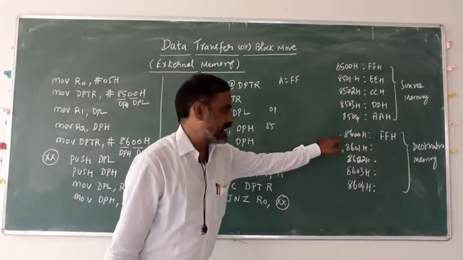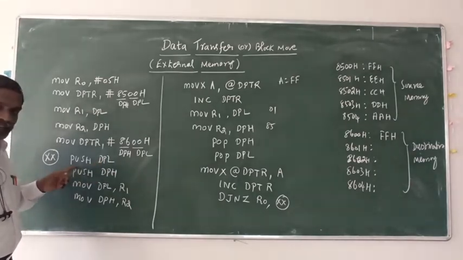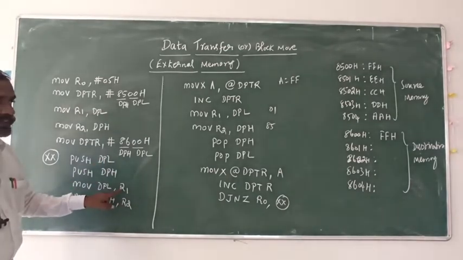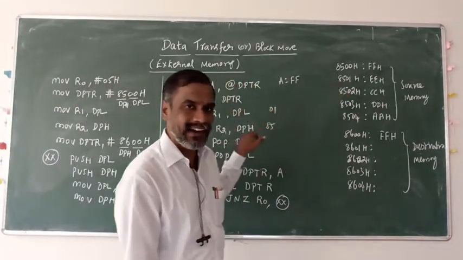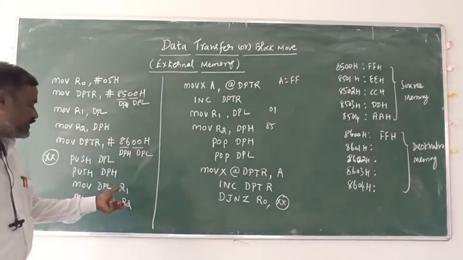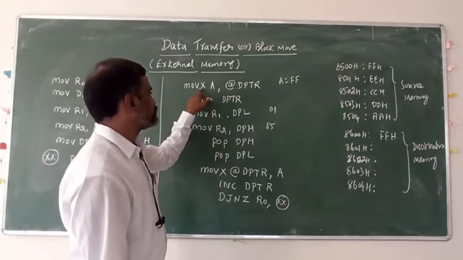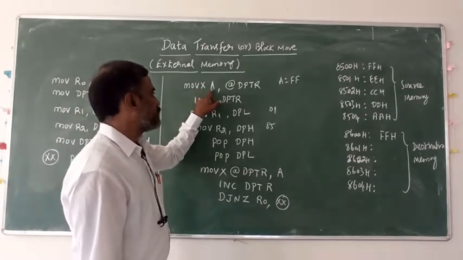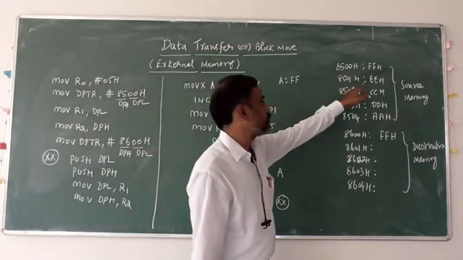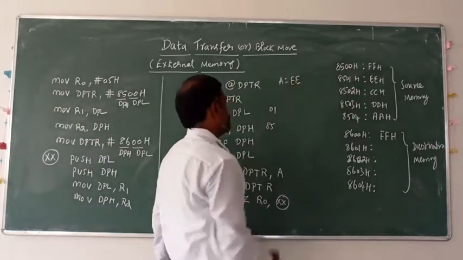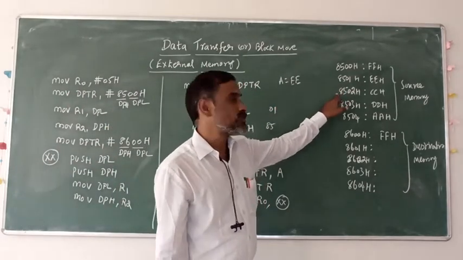Now the destination address, the next address is temporarily moved into the stack pointer. Next R1 and R2. Now in R1 and R2 the address 8501 is available. Again that R1 and R2 address is moved to the data pointer. Next, MOVX A, @DPTR. The DPTR address location data is moved to the accumulator. Now the accumulator is EE. Now to increment the data pointer, the address will be incremented to 8502.